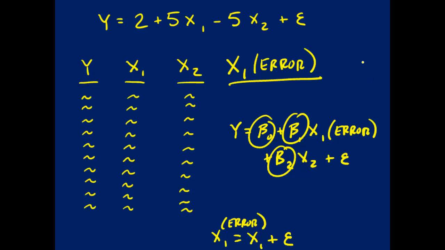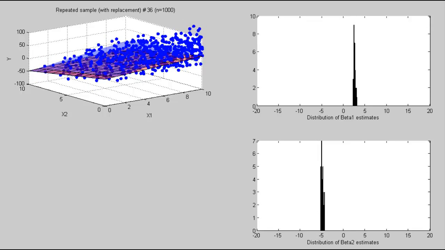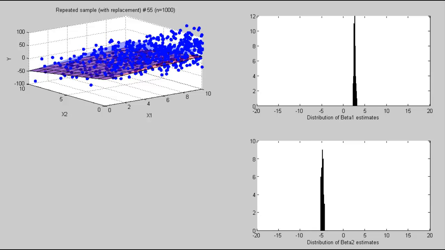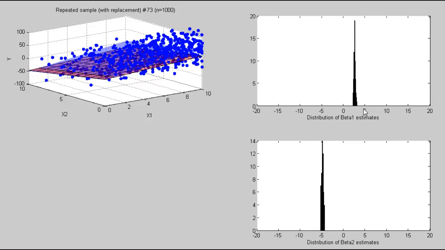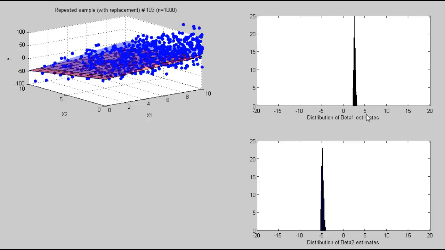So I'm just going to sample from this data set that has 3 variables, y, x2, and x1 error. And I'm going to estimate regression models like this, just like we've been doing with y, x1, and x2. Same thing, but now I'm just replacing x1 with a variable that's measured with some error. And let's see what happens when we do it that way. And so I'm using samples of 1,000 observations again, and we can see already that the beta 1 estimate is coming out around 3 instead of 5.